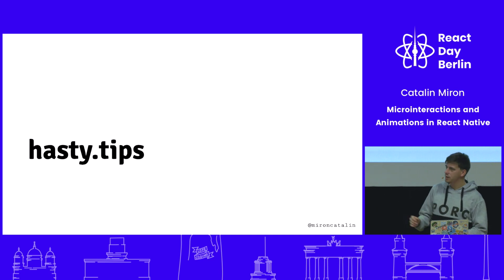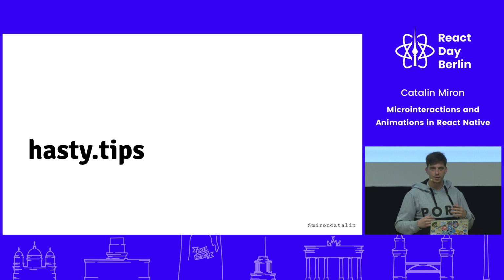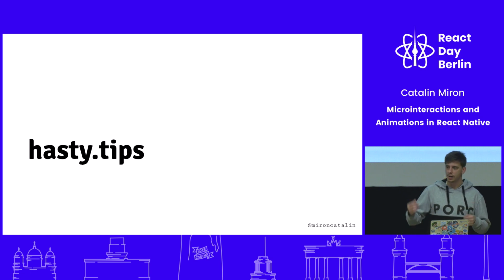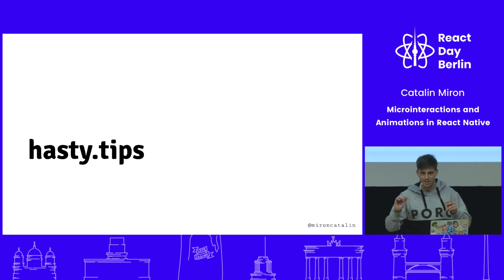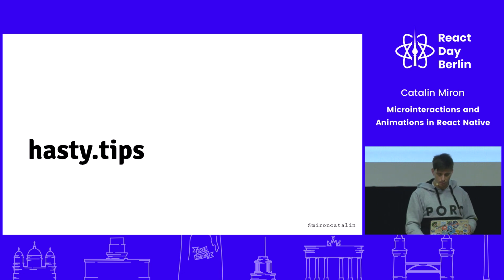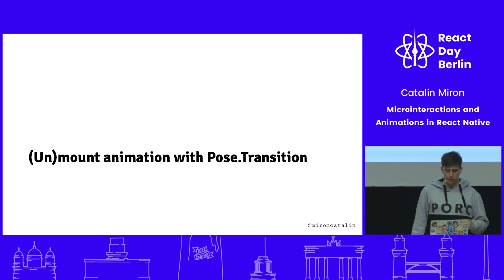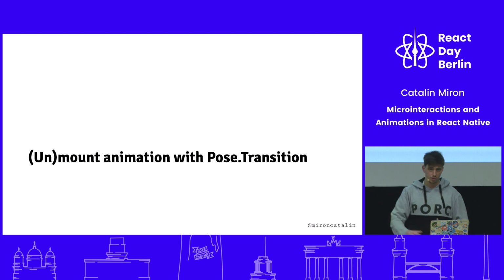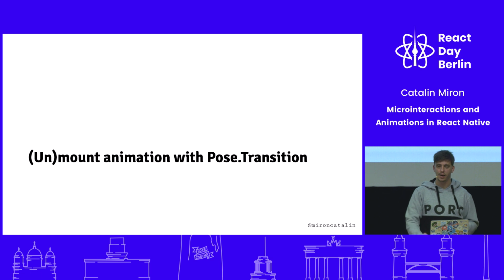I'll give you some hasty tips. While doing animations, I found out that there are some possibilities and some tricks that you can integrate in your application. The first one is mounting and unmounting with React Pose. Pose offers a transition API. It's kind of hidden, so you need to dig really deep into the documentation website. Maybe someone will open up a pull request.